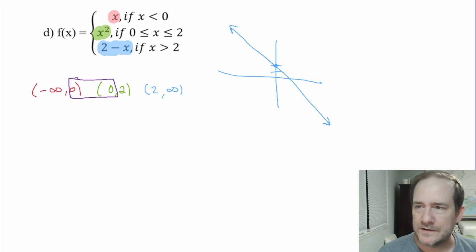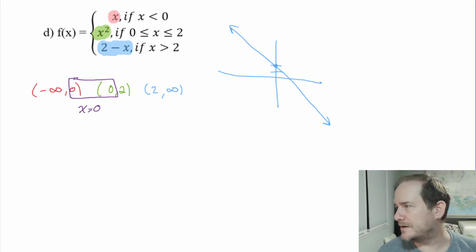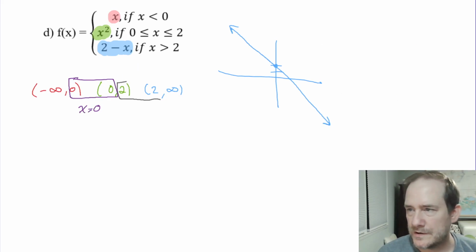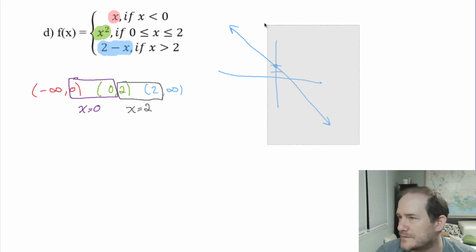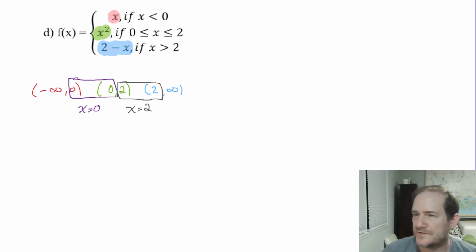So who's the only thing that we should care about? Well, 0. What's happening right at 0? Are we continuous, or do we have some kind of discontinuity? And you should also care about 2. What's happening right at 2? But that's it. We have to test just those two values. So how do I test them? I check my limits and I check my function values.